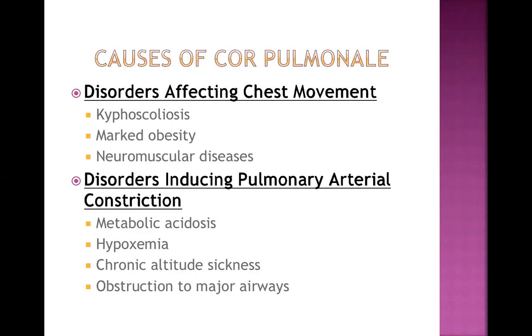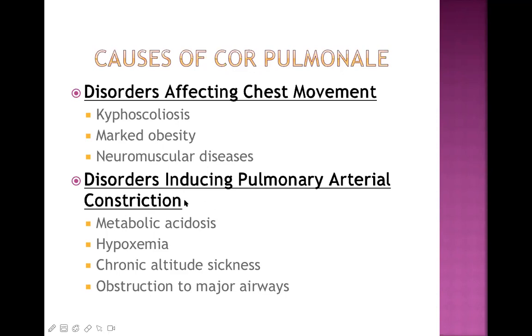Marked obesity, there is deposition of fat everywhere, so expansion of the chest wall is a problem here, so it can result in hypoxia. And neuromuscular disease is also the same, again the muscles are paralyzed, then the expansion of the chest is not good. So all of these can be some of the factors for cor pulmonale.